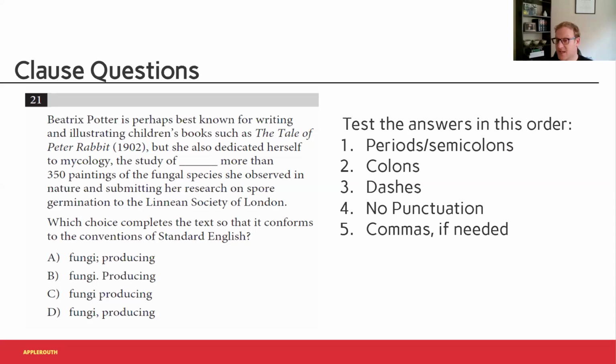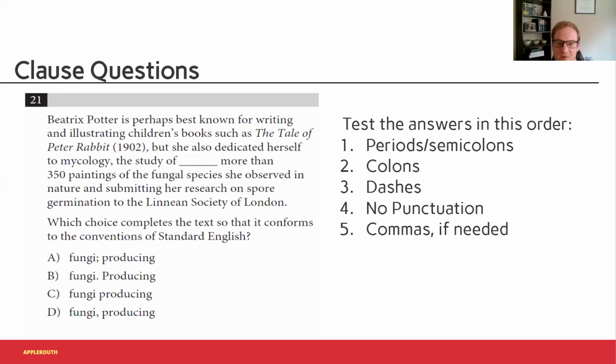Then if there are colons, I would test those because there's a pretty definite rule of full independent clause before, introduction after. Colons are often correct on this test. Then dashes, if you see one, you really need a second one more often than not. Then answers with no punctuation, and finally commas if you have to. But commas are tricky. So like here, if I knew it wasn't A or B, I'd go to C. Not saying it's more likely to be right or not, but easier to test.